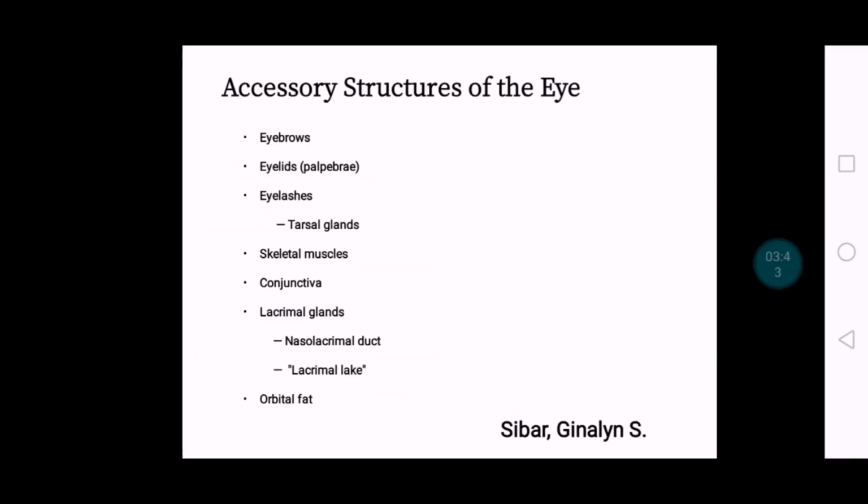Accessory structures of the eye: eyebrows, eyelids or palpebrae, eyelashes, tarsal glands, skeletal muscles, conjunctiva, lacrimal glands, nasolacrimal duct, lacrimal lake, or lacus lacrimalis.